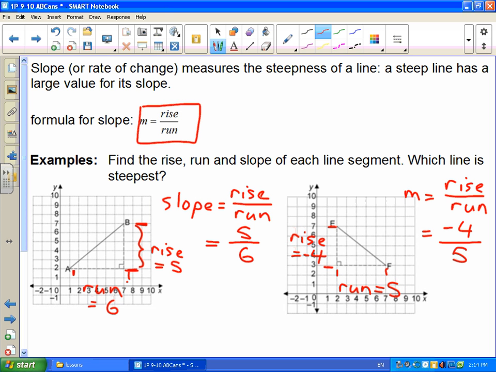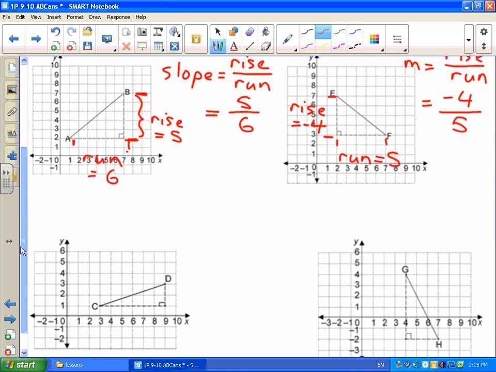So notice, here we have a slope that is a positive number, 5 over 6, and our line goes up as we go from left to right. So it rises to the right. Over here, our slope is a negative number, negative 4 over 5, and the line is going sort of down as we go from left to right, or it's rising as we go from right to left. So this rises as it goes to the left.